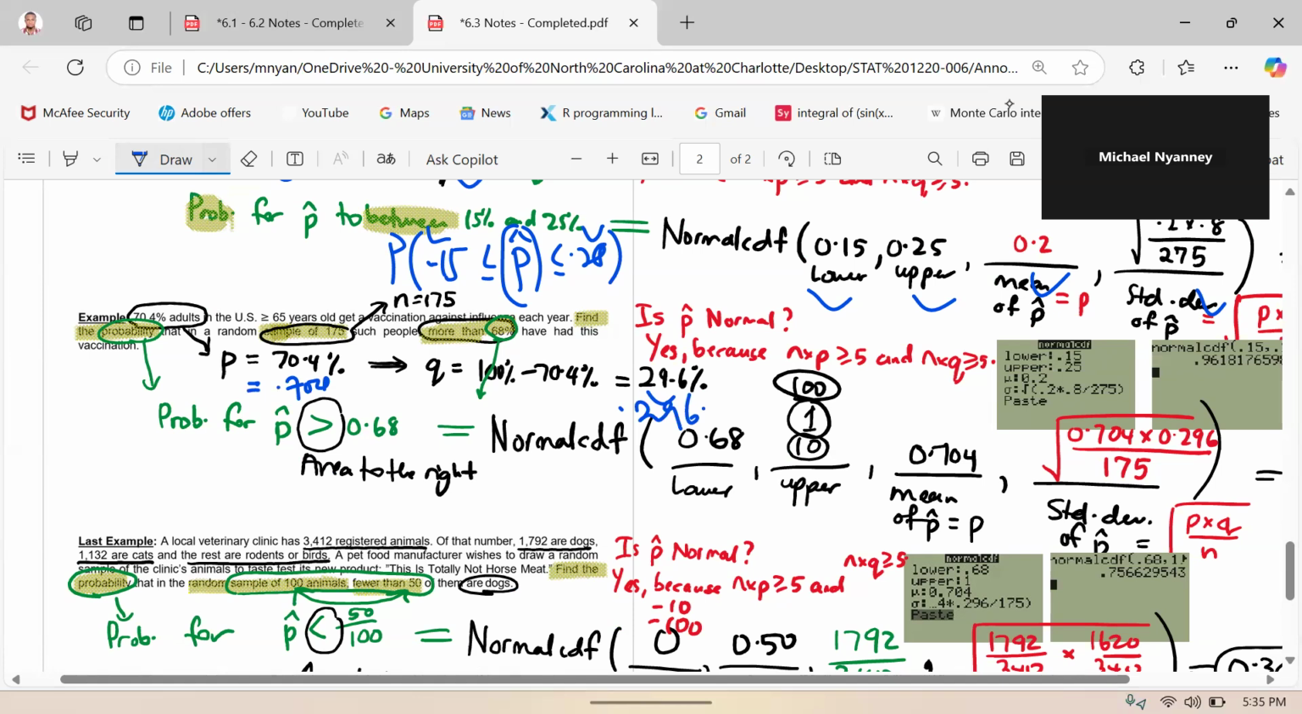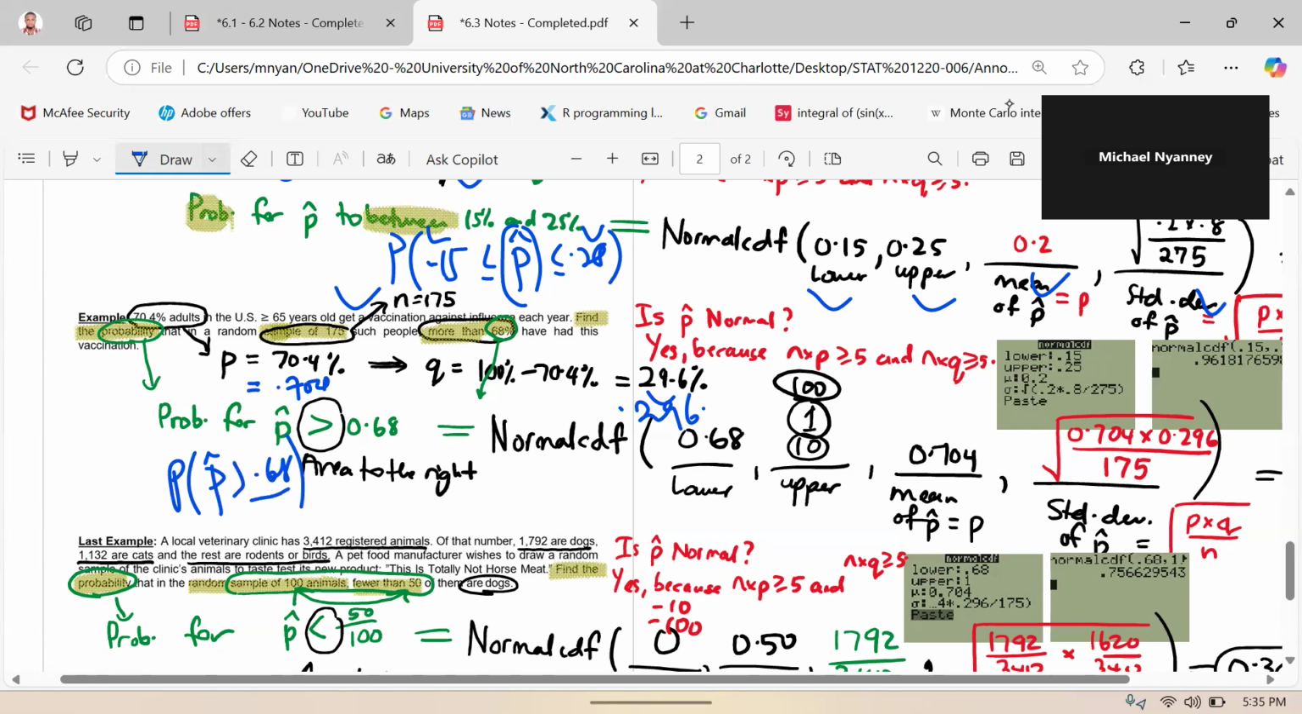So in this one you have to find the probability. In a random sample, our n is 175. Identify this: more than 68%. So we want to find the probability that P hat is greater than 0.68.